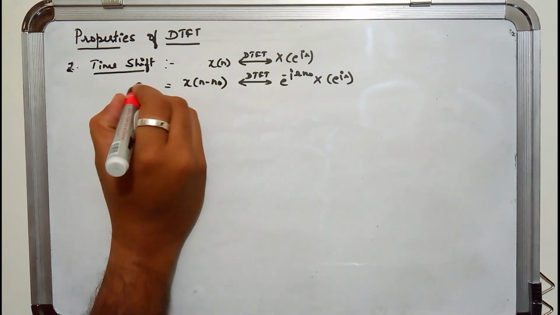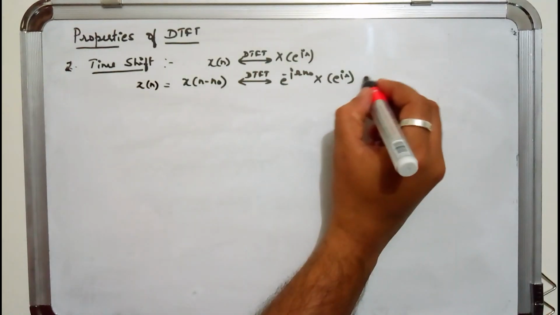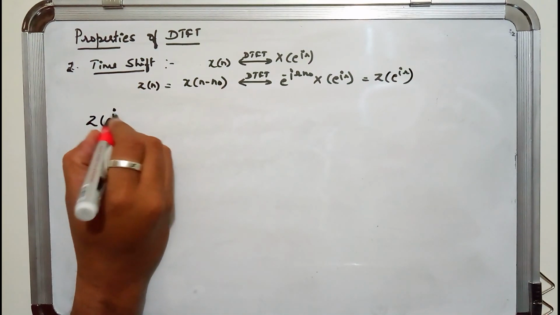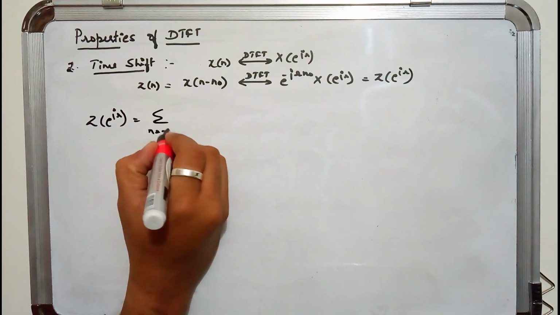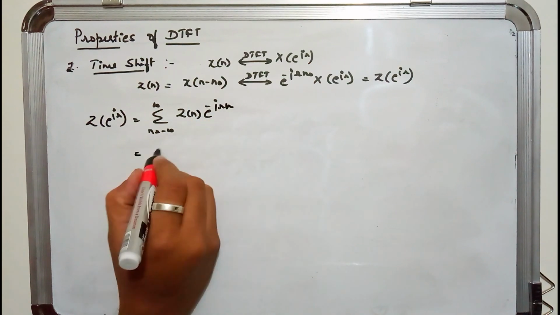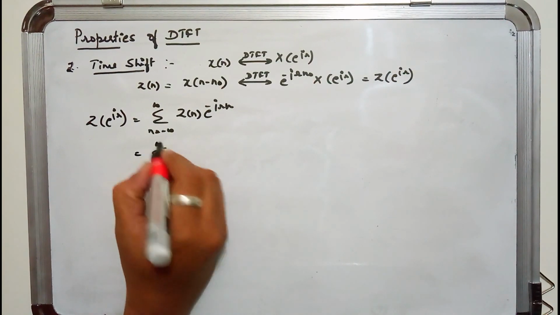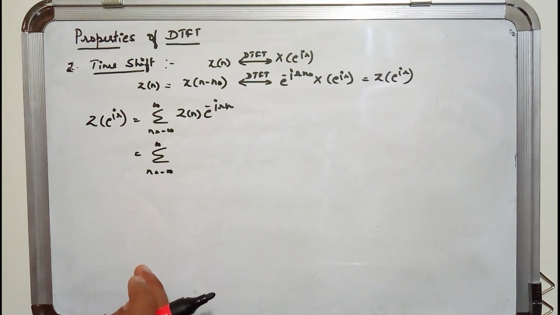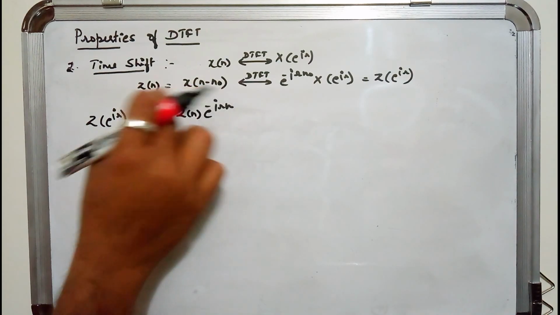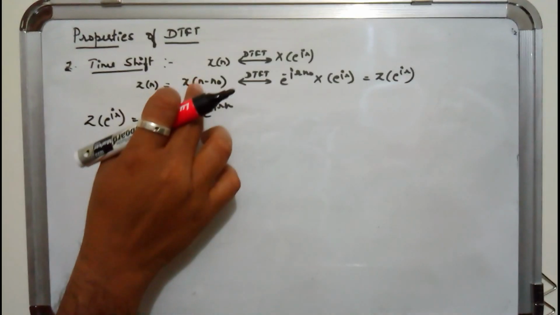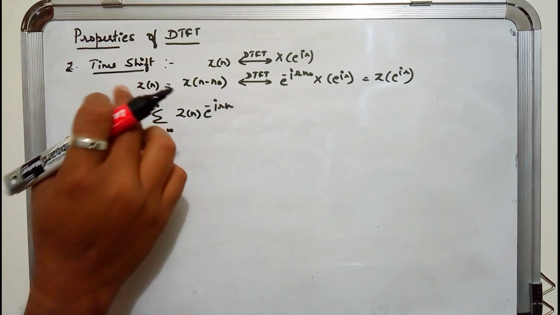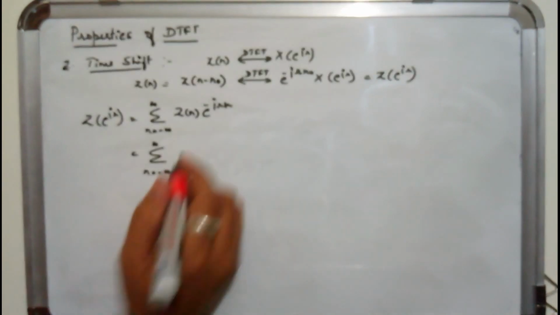Now if I mention this as z of n, this will be Z of e power j omega. So what is Z of e power j omega? It is summation n is equal to minus infinity to infinity z of n e power minus j omega n. Always it is a good practice to represent whatever property you need to prove by some other signal z of n. I mean, if you have a shifted version of a signal, or if you have a multiplication by exponential, represent it by z of n.